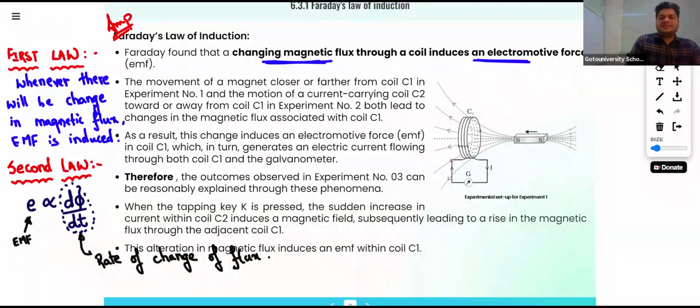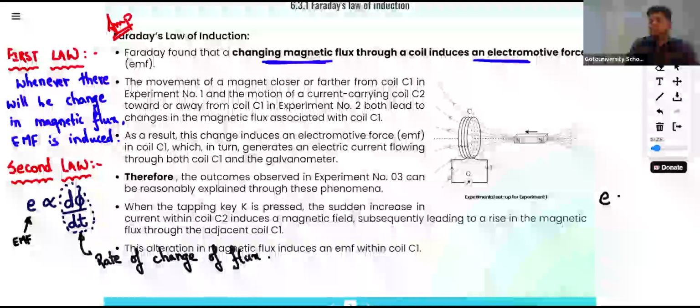So second law states that, that's it. This is your second law. Second law states that magnitude of induced EMF is directly proportional to rate of change of magnetic flux. If you remove the proportionality sign, everyone knows what will come.